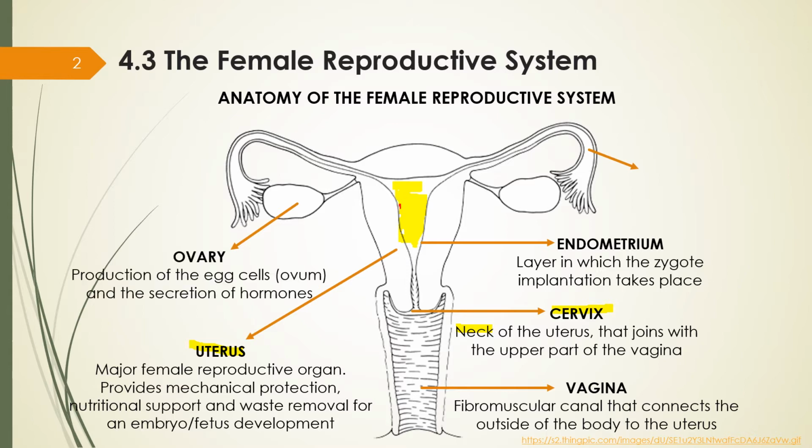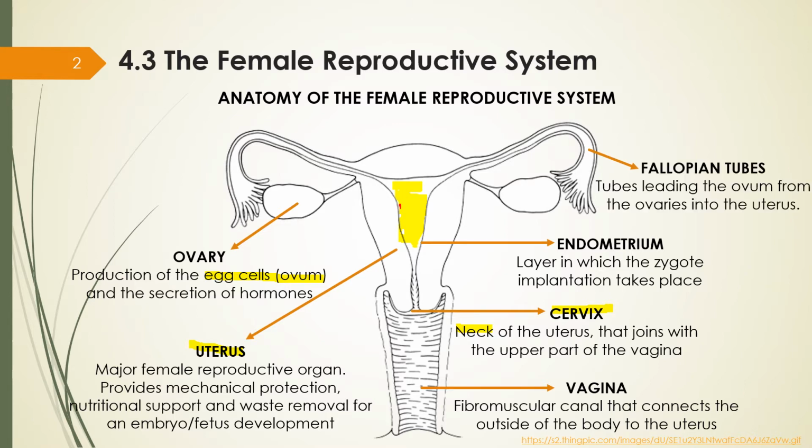The ovary has the function of production of the egg cells. So when the human is doing meiosis, remember, to produce the egg cells, it happens here in the ovaries, and the woman has two ovaries. So its main function is the production of the egg cells, or the ovum, and it also secretes some hormones that help the development of the woman, and everything.